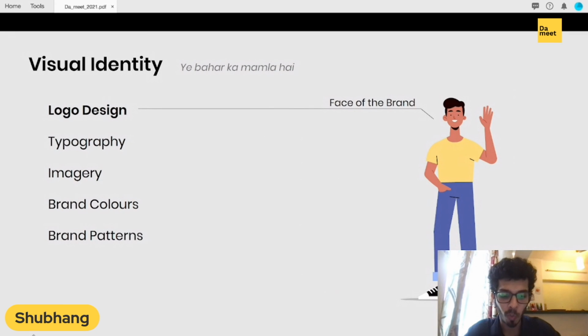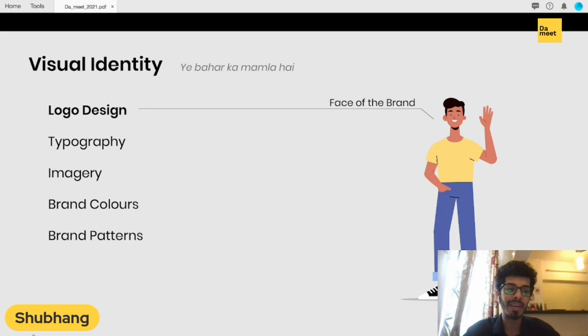Okay, so now we are done with brand strategy. जो अंदर की बात थी वो हो गई है. Now we come to the looks, like what you can see on the outside for a brand, and that would be, of course, logo, the first thing you see. The second thing, typography, imagery, brand colors, brand patterns.